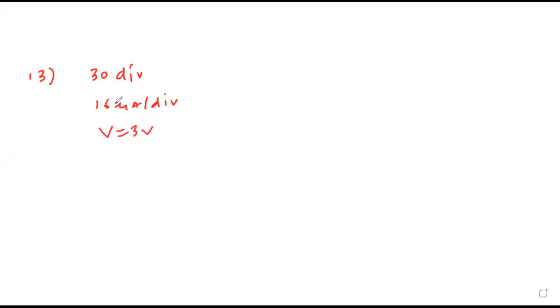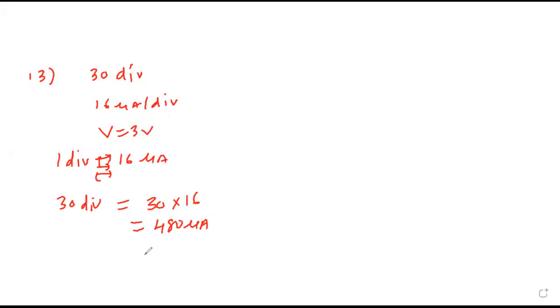30 divisions, and 16 microampere current is for one division. So first I will find Ig for 30 divisions. Since 16 microampere corresponds to 1 division, 1 division is equivalent to 16 microampere. 30 divisions will be equivalent to 30 × 16, that is 480 microampere, which is 480 × 10^-6 ampere.